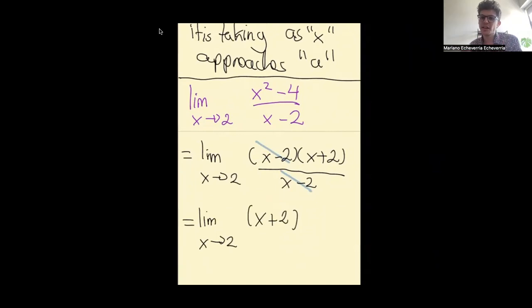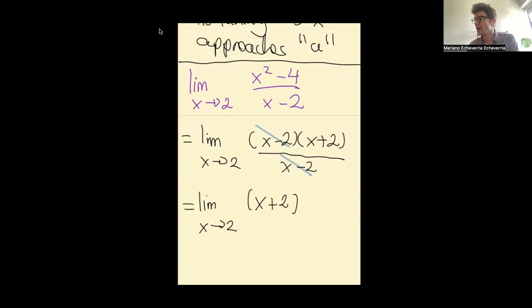Okay. And the idea is that it's kind of like crossing your fingers and hoping that this happens. But if you are successful and you manipulate the expression into something that's easier to analyze, like in this case, then now you're looking at x plus 2, and it is easier to know how x plus 2 is behaving when you start taking x closer and closer to 2.